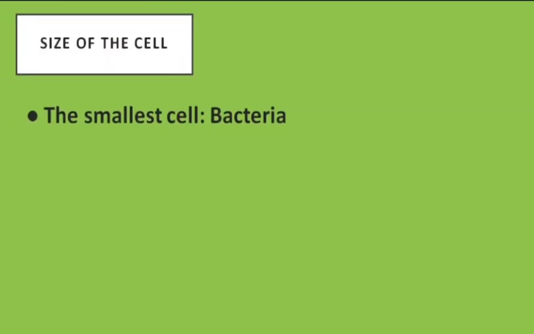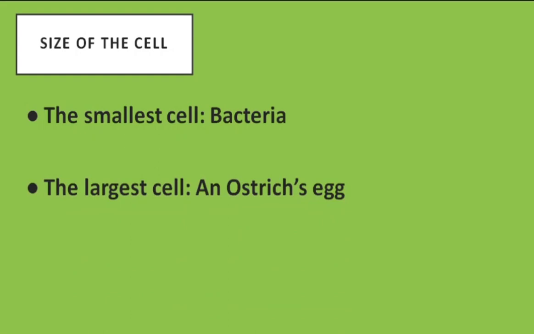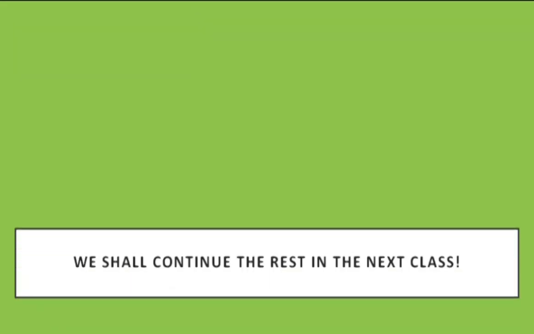Next comes your size of the cell. When you see the size, the smallest one, the best example is your bacteria. The largest cell which you can see, the example is an ostrich's egg. And the third one, the longest cell which is found is your nerve cell.